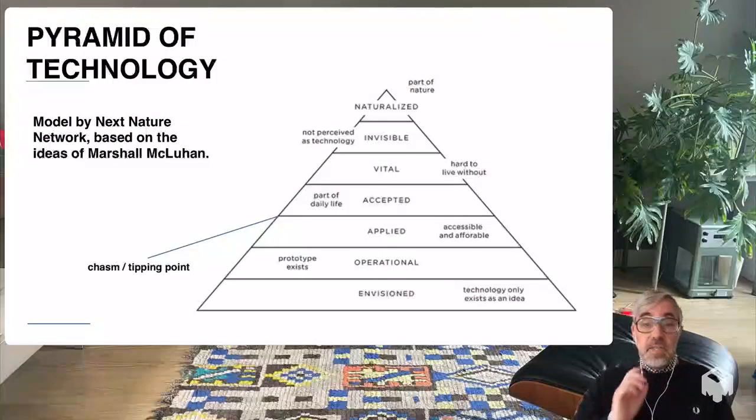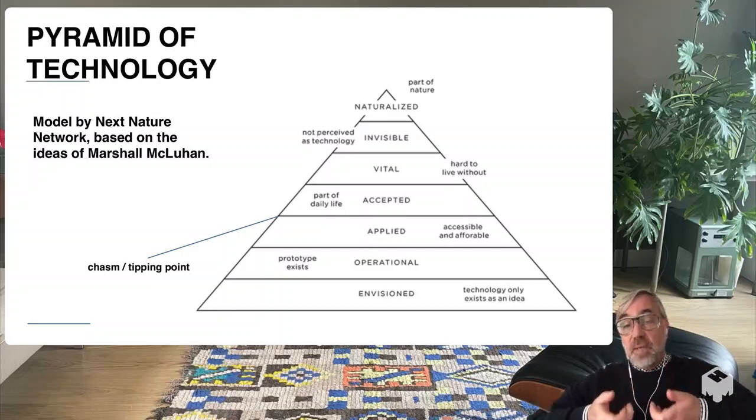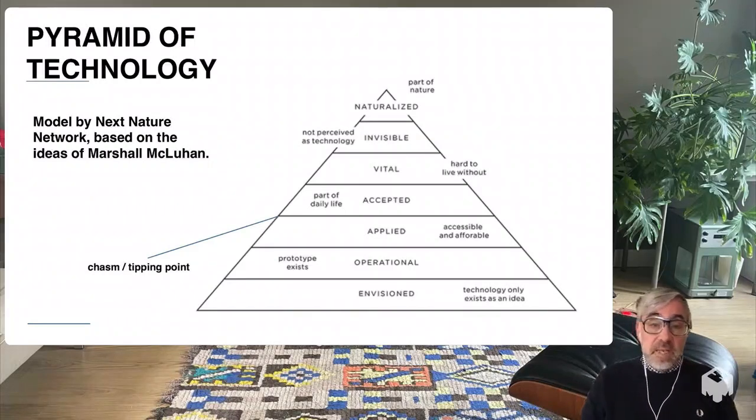We are going to do that by using the pyramid of technology that you, of course, also already know because you dove into it during TrendLab 1. So the tipping point where the trend is really small in the subculture and is moving to the mainstream, that is where the applied level and the accepted level meet.